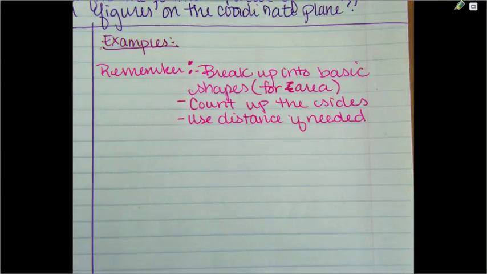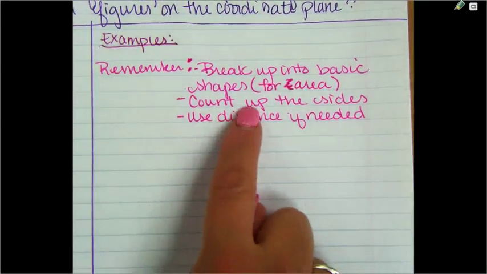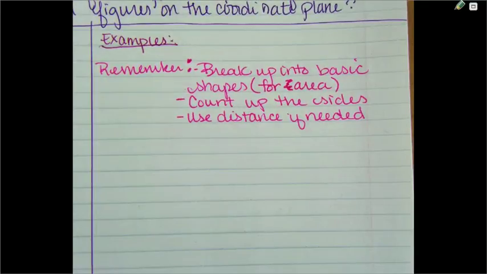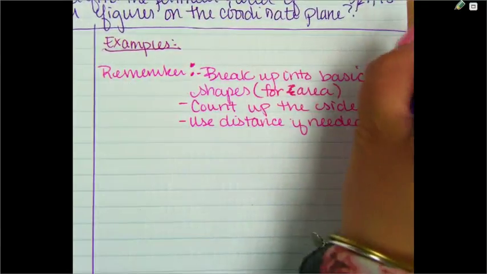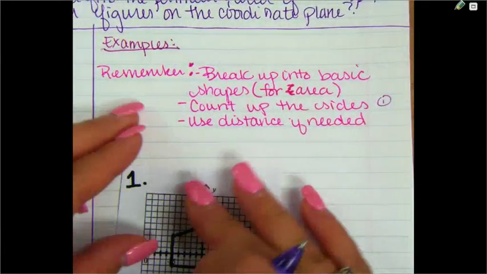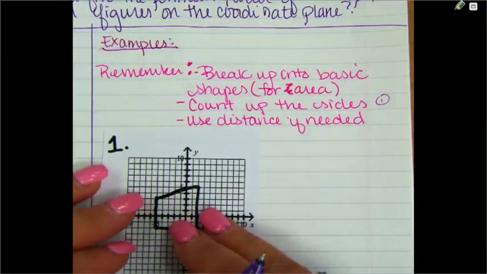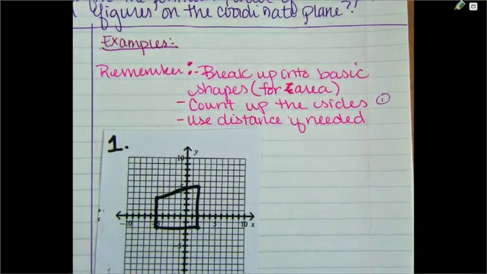Let's look at one. So what I want you to do right now, number one, is look at it and do exactly what we just said. Should probably start with counting up all the sides. It's probably number one we should start with. Go ahead and count up any side you can count up.